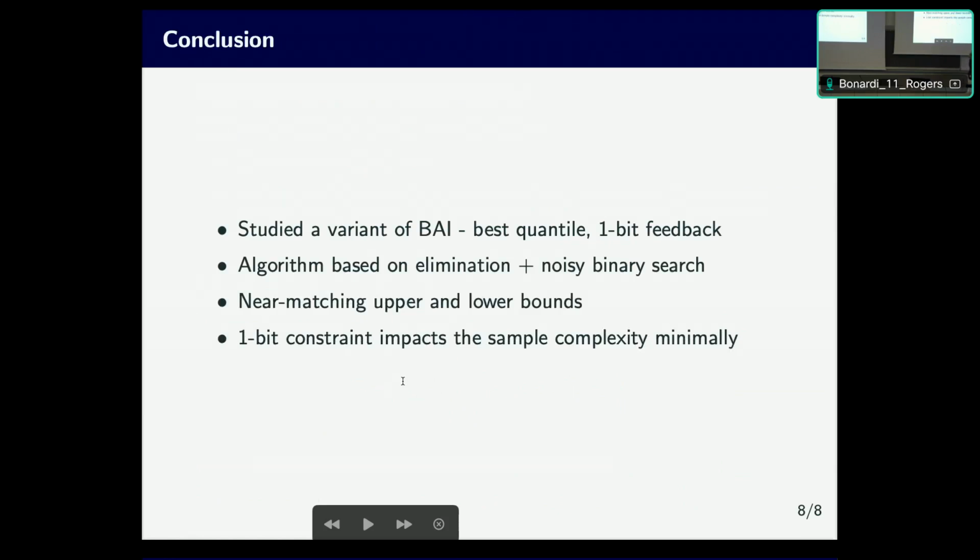So to conclude, we study a variant of best arm identification with two extra elements. The first is that, instead of the best arm defined by mean, we use quantile, and the second is the 1-bit communication constraint feedback. Our algorithm is based on the elimination technique and noisy binary search. We managed to obtain a matching instance upper bound and worst-case lower bound. And the lower bound tells us that the 1-bit constraint does not impact the complexity much.